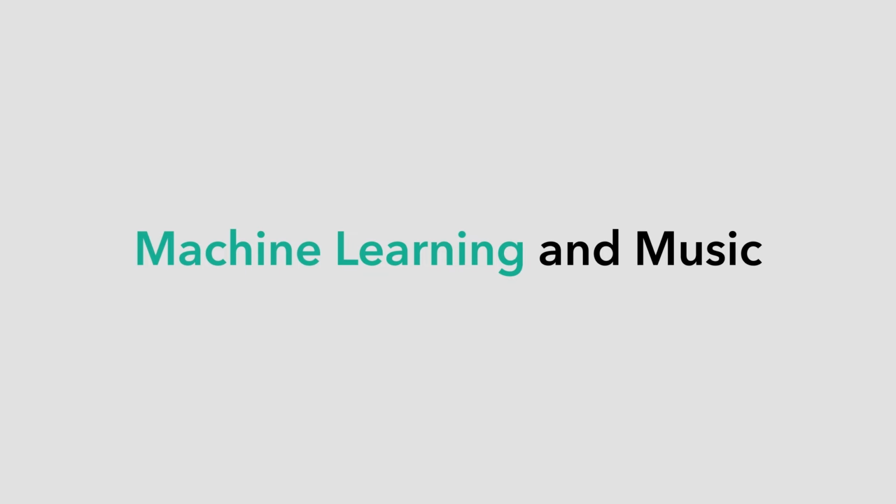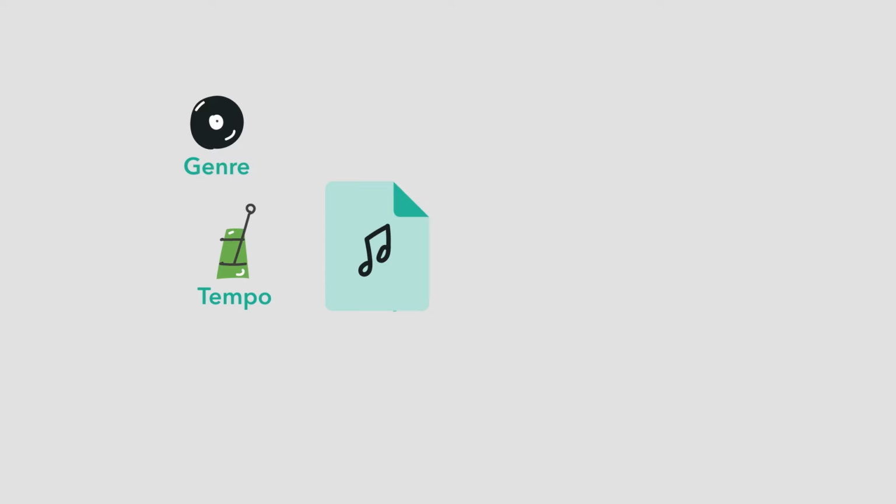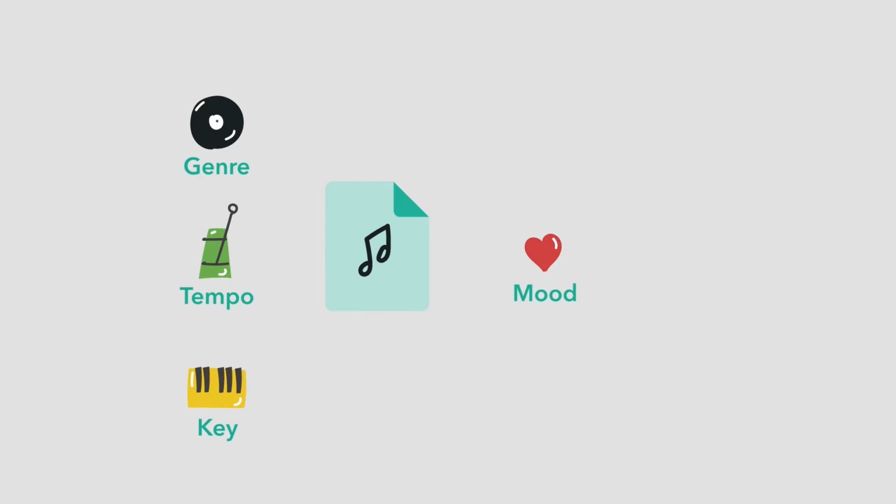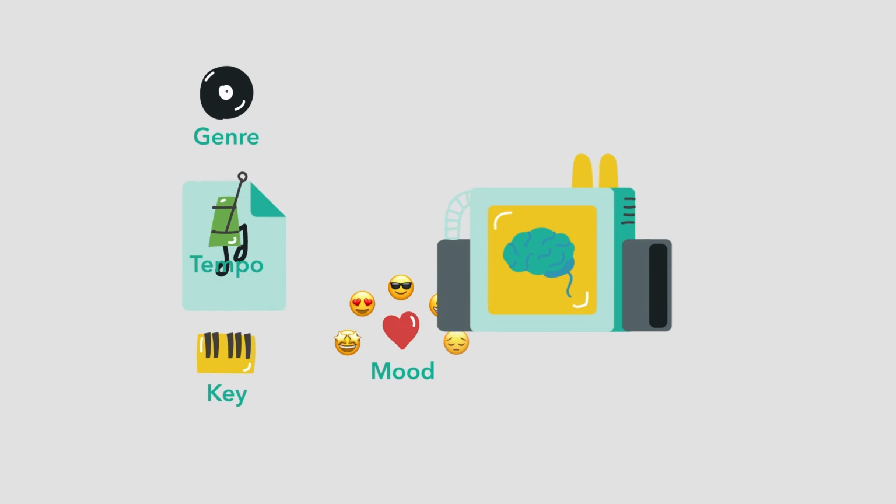Essentially, what a machine learning model does is find the pattern that links certain inputs to a desired output through analyzing thousands of past examples. For instance, if we want to understand the relationship between known characteristics of a song, like genre, tempo, and key, and its mood, whether it's happy, sad, energetic, chill, or romantic, we can use a machine learning model.